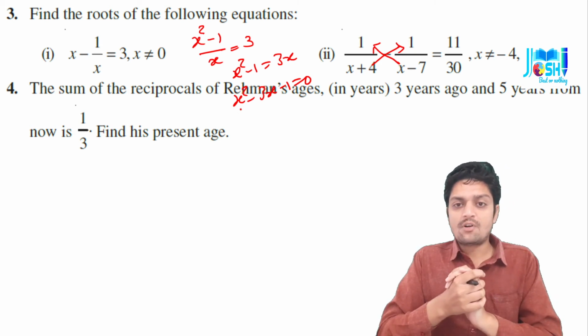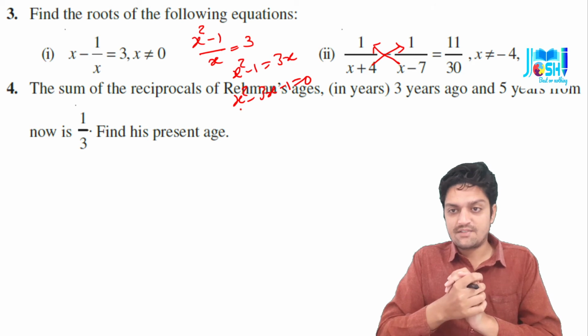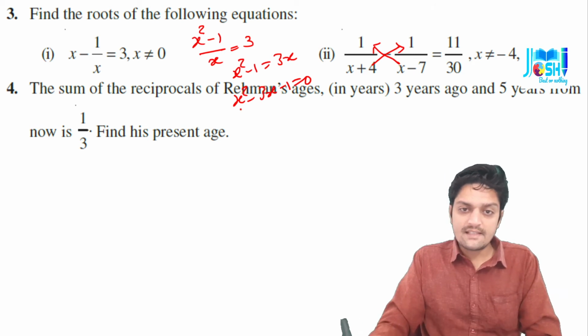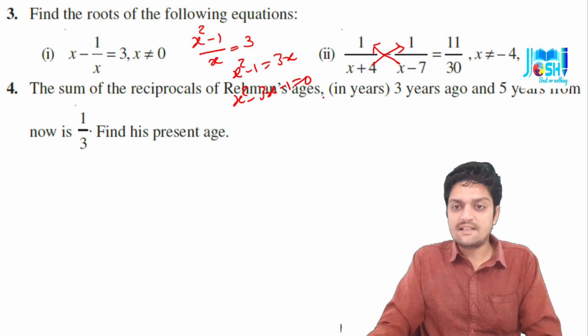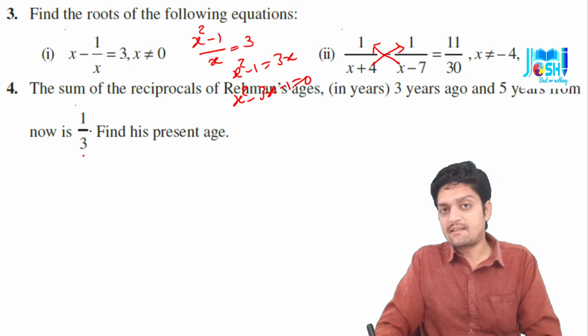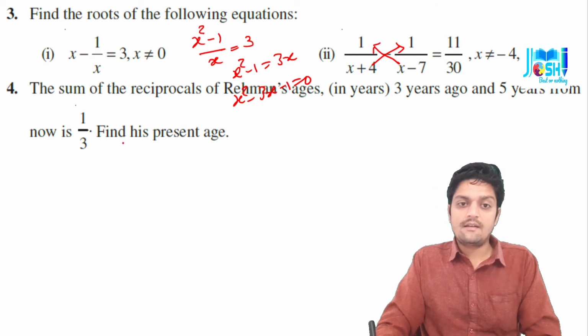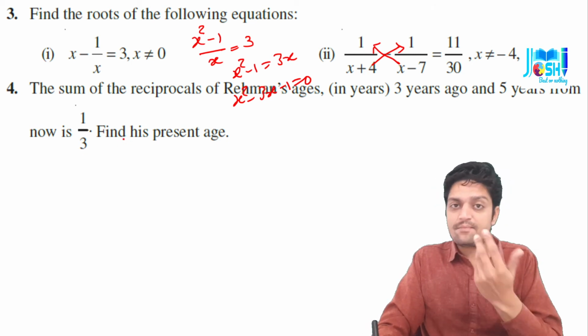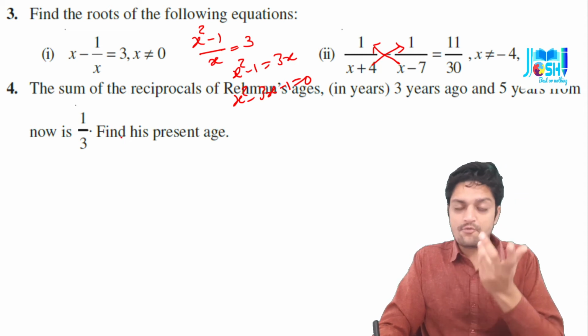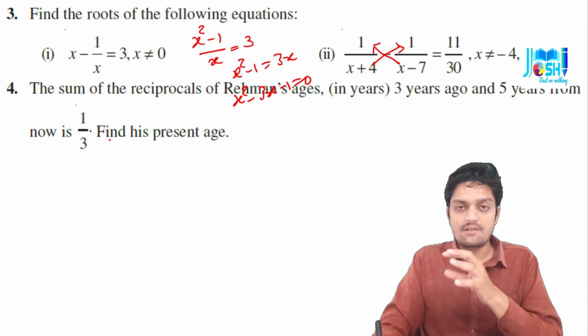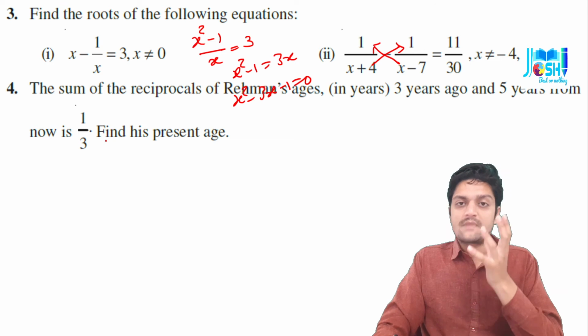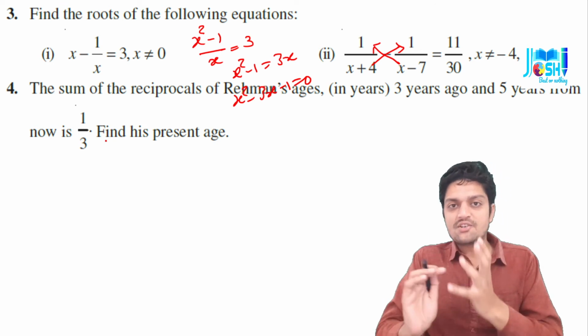Okay, now see fourth question. Sum of reciprocals of Rahman's age, 3 years ago and 5 years from now, is 1 by 3. His present age we have to find. This is the question. Then again the main thing, the equation should be formed.